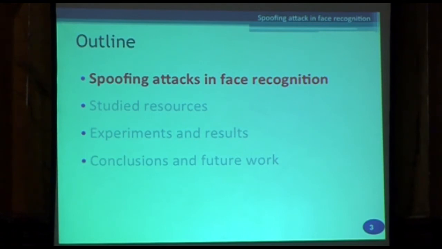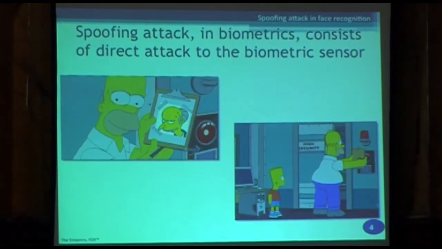So, spoofing in face biometrics. What is spoofing in biometrics? A spoofing attack consists of a direct attack on the biometric sensor. In this example, we have Mr. Simpson pretending to be Mr. Burns in order to have access to a high security room in a nuclear facility using his photograph, and he succeeded. Most face recognition systems in wide use in the market have this kind of issue.